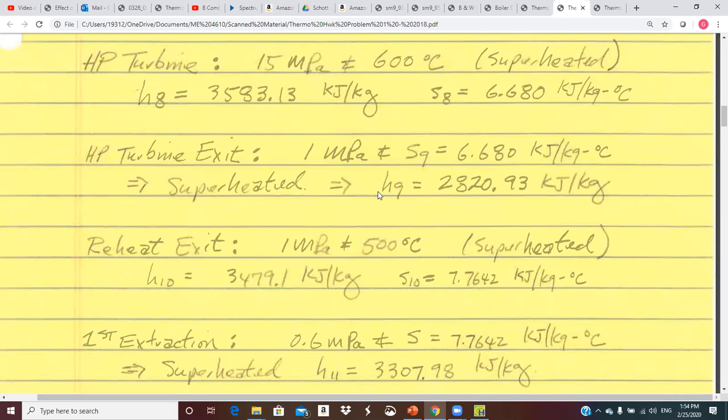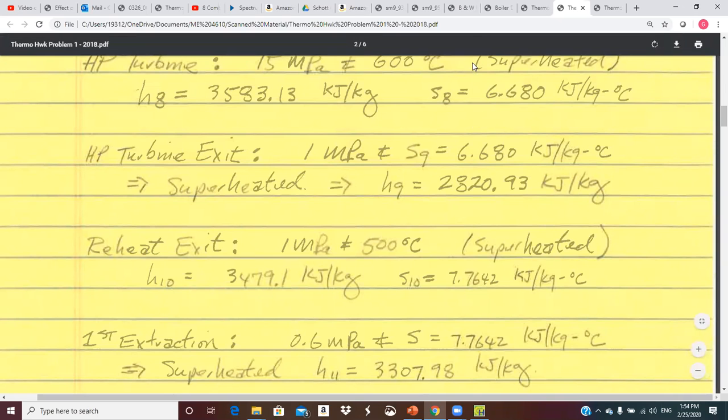And, oh, that's S9. I can't read my own writing. So you see, because we don't have an isentropic efficiency, we keep that same entropy through the turbine. So we don't have to update it or anything, which makes the problem quicker and easier. So this same entropy at 8 is the entropy at 9.